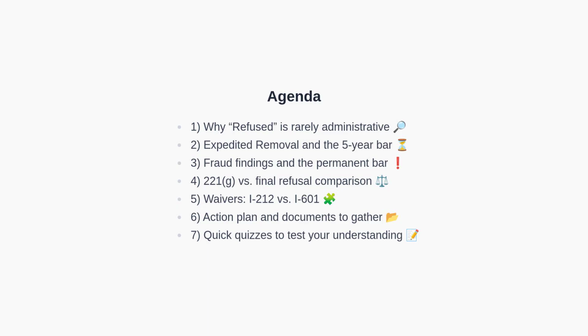Fifth, we will outline the waiver landscape, including I-212 and I-601. Sixth, we will detail a step-by-step action plan and essential documents. Finally, we will test comprehension with a brief quiz.